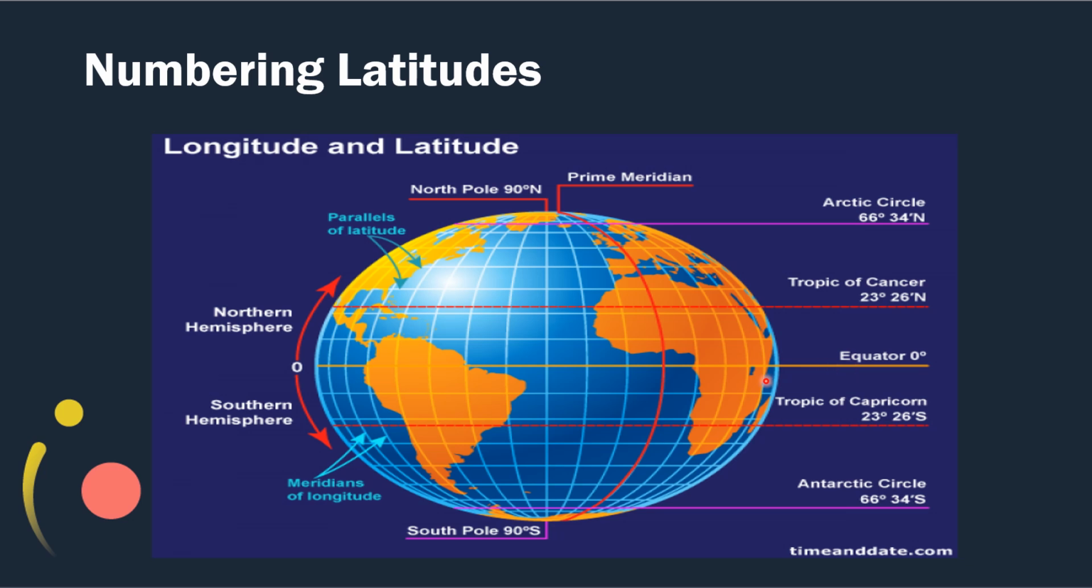Now, we can see below the equator is Tropic of Capricorn. Tropic of Capricorn lies at 23.5 degrees south. Tropic of Capricorn lies in the southern hemisphere. Tropic of Capricorn के बाद हम देखते हैं Antarctic Circle. Antarctic Circle lies at 66.5 degrees south. Antarctic Circle lies in southern hemisphere. It is below the equator.